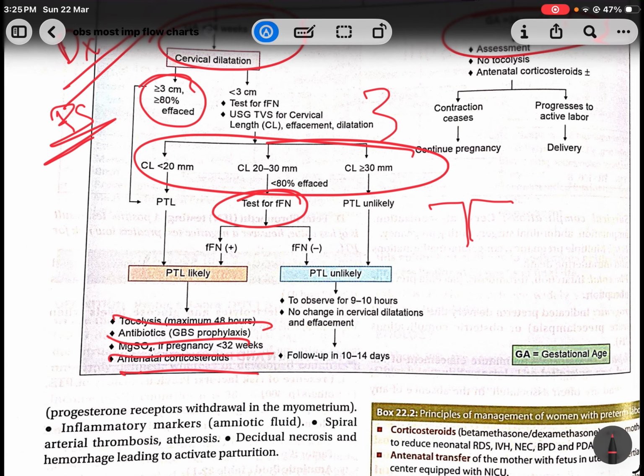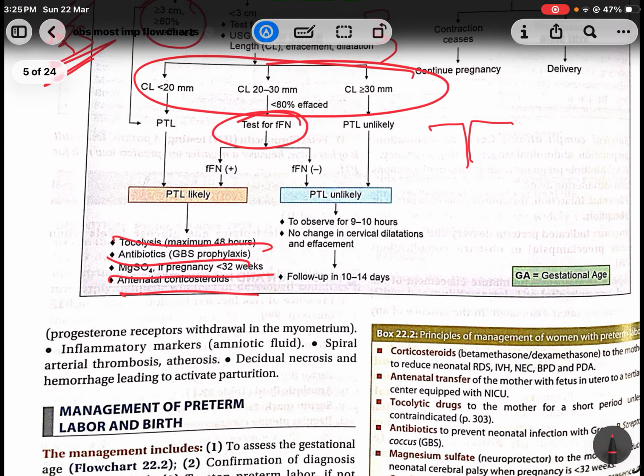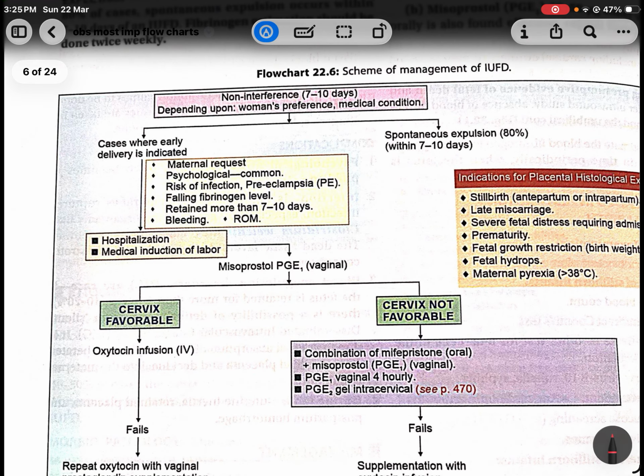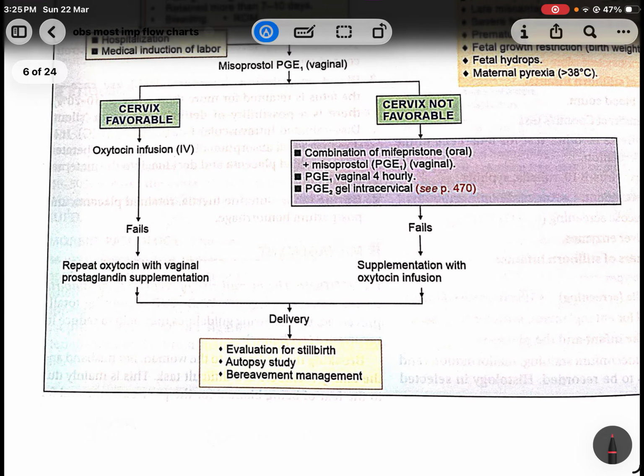So that's the importance of knowing and understanding things generally, and then putting those into the flowcharts which are there. So I hope preterm labor is quite easy, I made things easy, at least in that part. Then again, intrauterine fetal death. So what you do, I will just give you the gist.